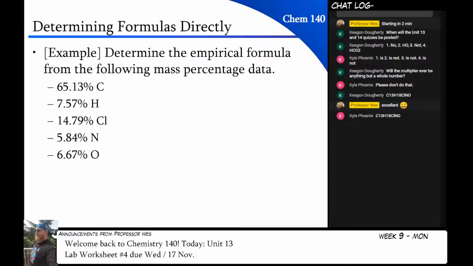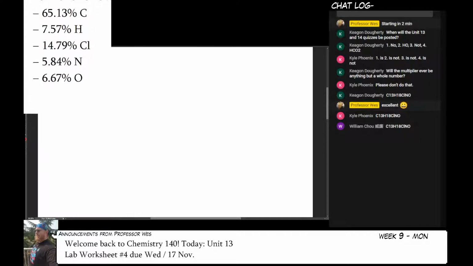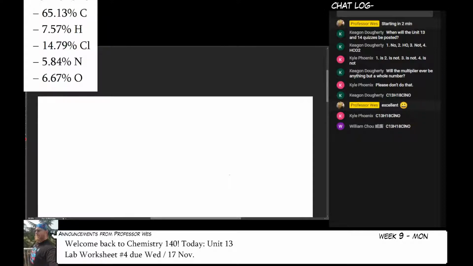All right, let's go over the answer here. So what we're going to do is we're going to turn everything into moles. So let me clear that out of the way. And we'll just put those over on the side, and we'll get to work. So we're going to assume 100 grams, which means that all these percentages just become masses. So we'll turn this into moles.